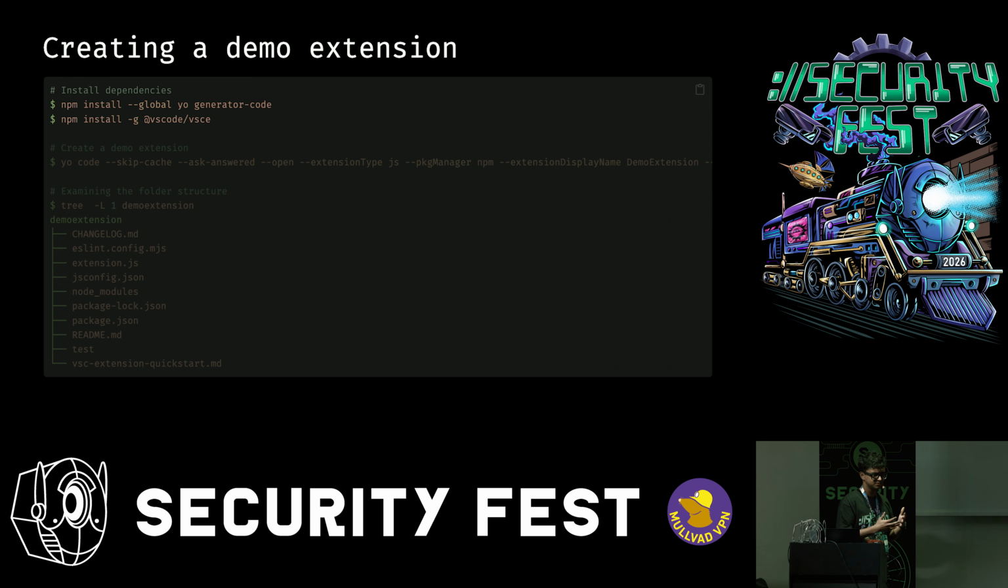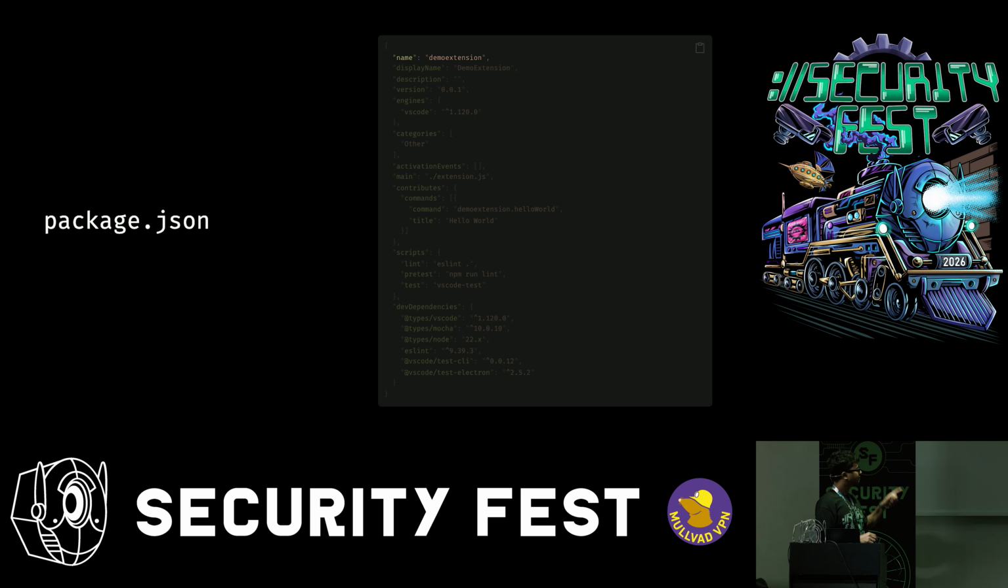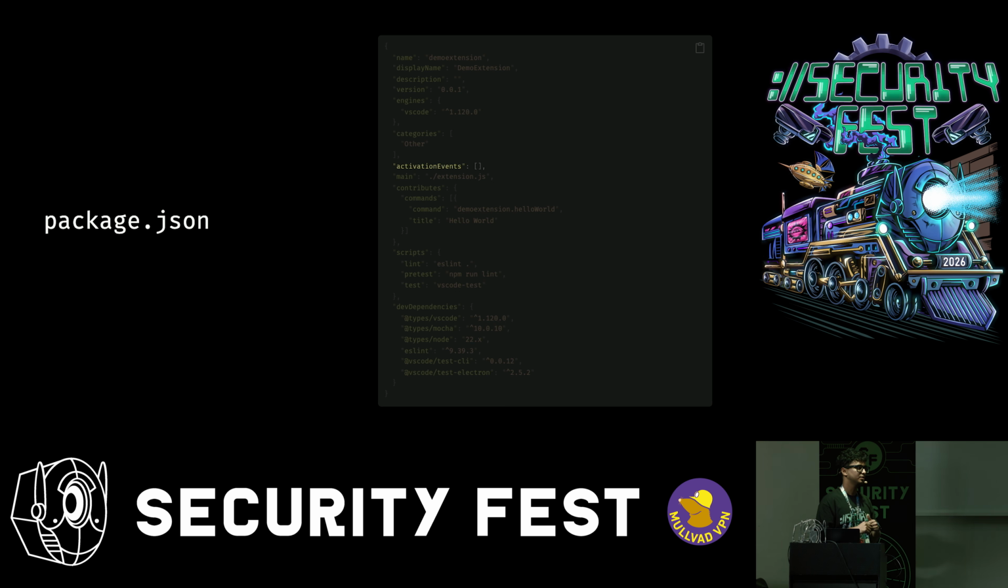So now let's put this in a demo extension and try to see how it works. We install the required dependencies. We use Microsoft's official code generator to create a demo extension. And this is how it looks. It's pretty simple. You have an extension in JS. Now this is the important part, the package.json. The first thing we need to see is the name. This will come in important later. We have the version. We have the engine, which shows the minimum version of VS Code which is supported. Activation events.